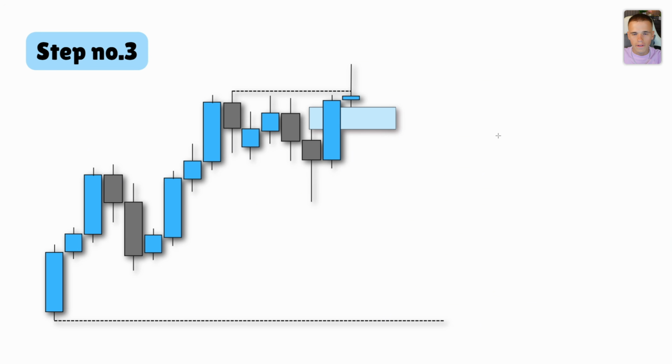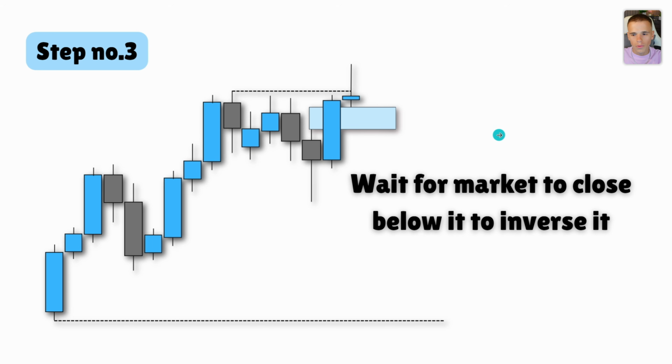After we have our fair value gap or an imbalance in the market, all we are going to wait for is for the market to actually disrespect it or to close below it. And basically I call it an inversion of the fair value gap. And why is that? Because right now the market went to the upside, we manipulated this high, we left a fair value gap or an imbalance in the market.